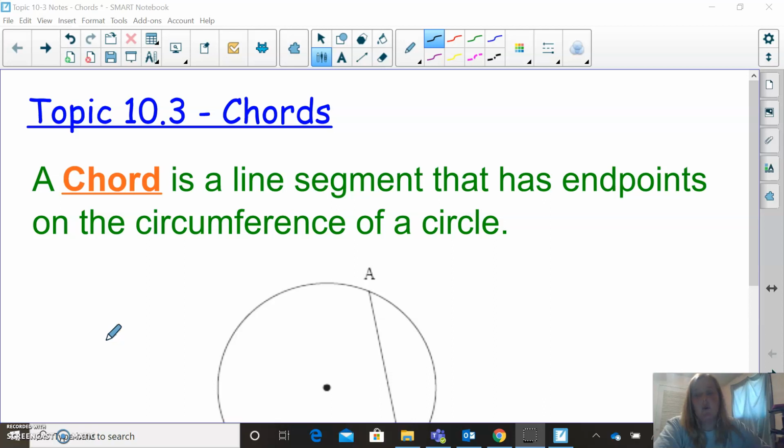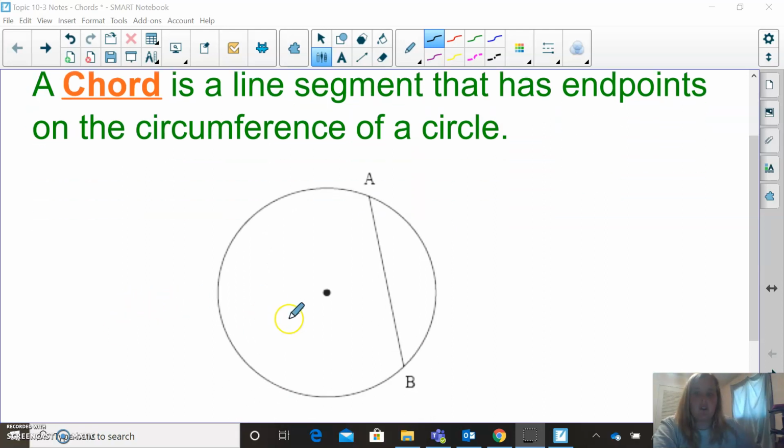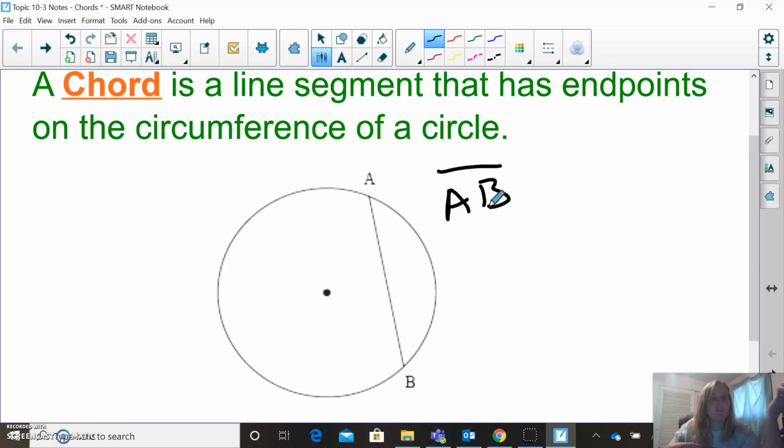So a chord is a line segment that has endpoints on the circumference of a circle. So this is chord AB. And we label this with a line on top, that indicates that it's a line segment, and a chord is a line segment, just within a circle. So, chord AB. If you don't have that line up top, it's not considered correct, because it's just two letters, which doesn't make sense.